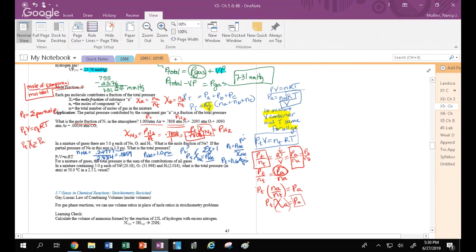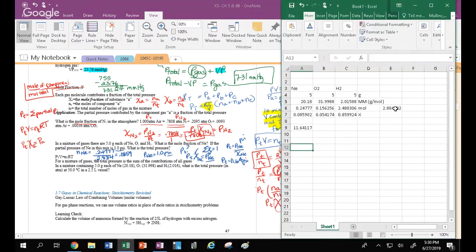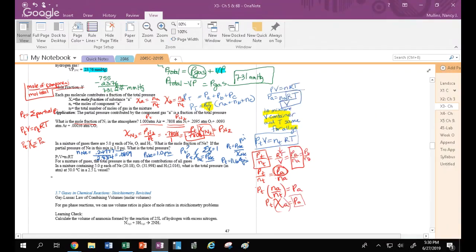The last one says, for a mixture of gases, the total pressure is the sum of all the gases. We've got 5 grams of each of these. We want to know what's the total pressure at 50 degrees Celsius and 2.5 liters. Now, lucky for us, we just figured out our total number of moles, 2.884, in our last problem. And so the question is, what's the total pressure? Total pressure times V equals moles total times RT. So our total pressure is going to be moles total times RT over V.